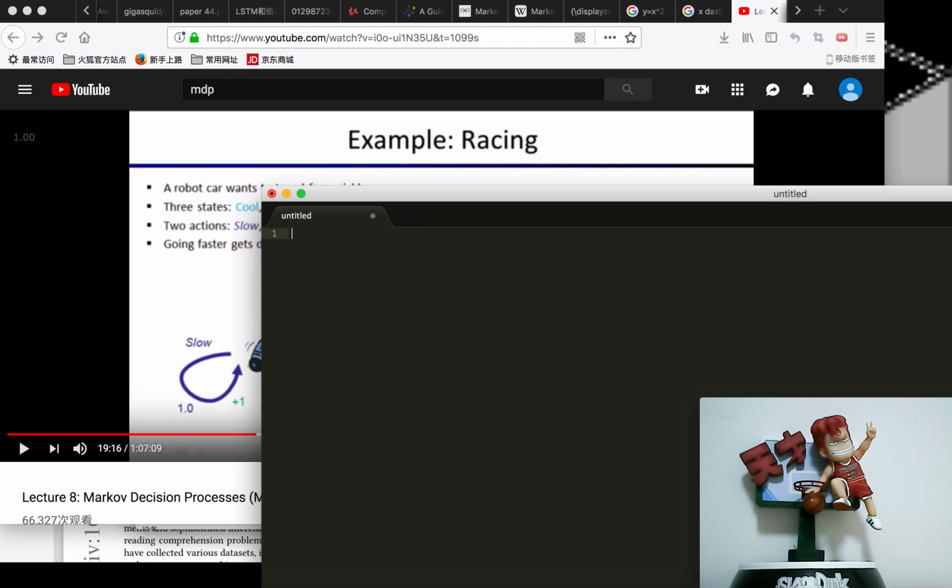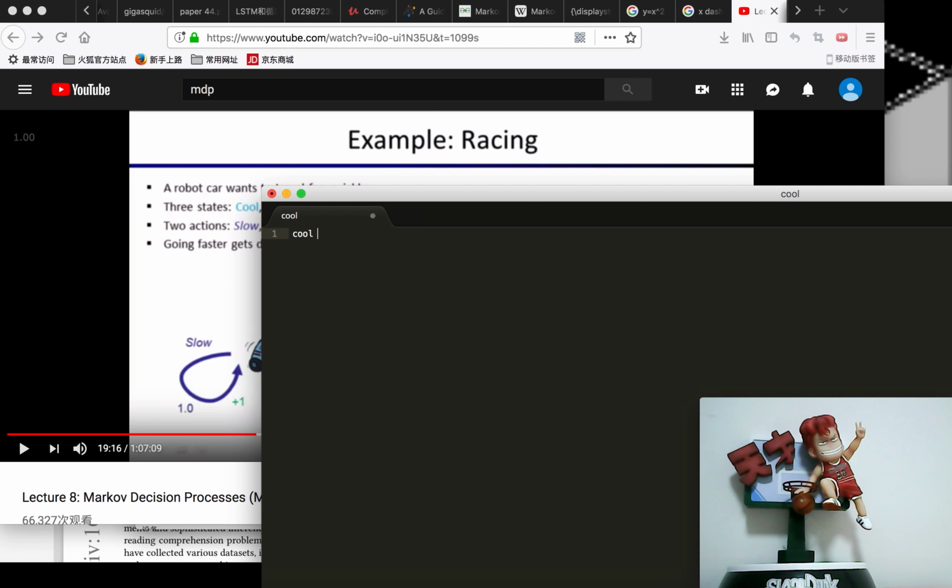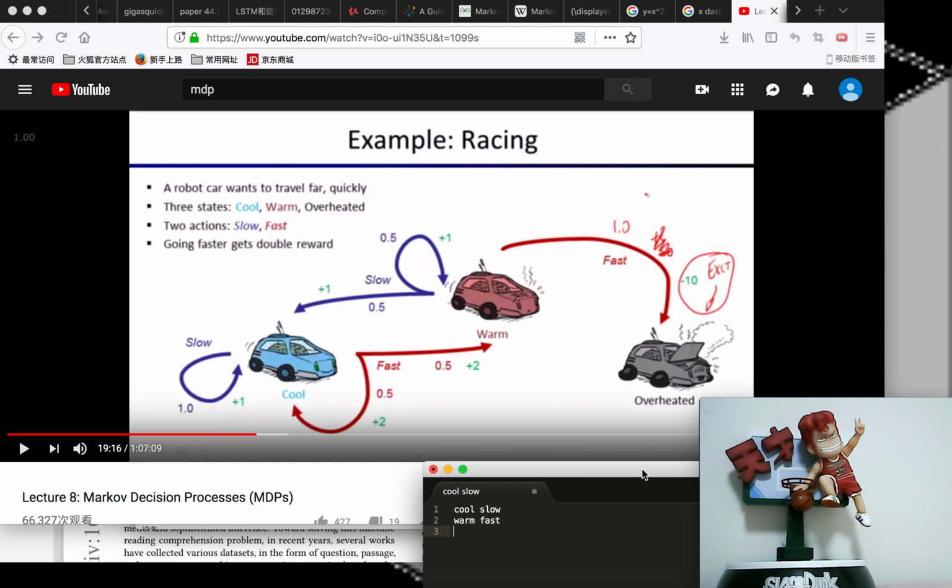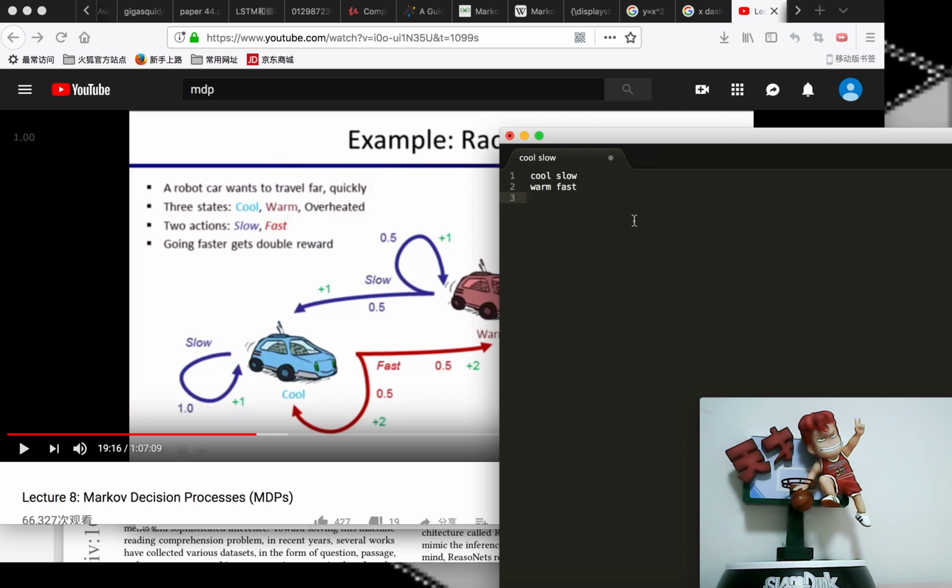Let me give you one instance of the map here. The first column is the state, and the second column is the action you take. Let's say, for example, cool, slow, warm, and fast. This is one combination of the map. Another combination could be cool, fast, warm, slow, and there could be some other combinations. But for each combination, you will get a score, the expectation of the rewards.